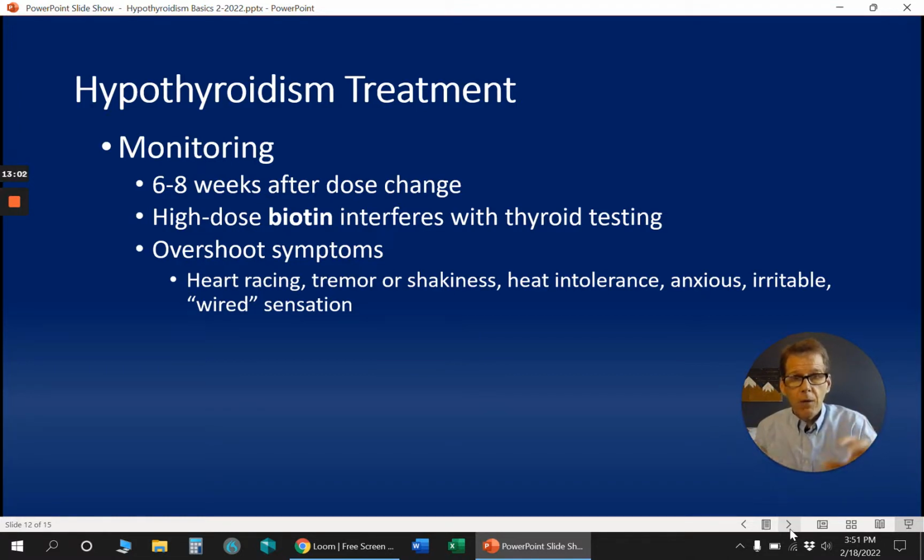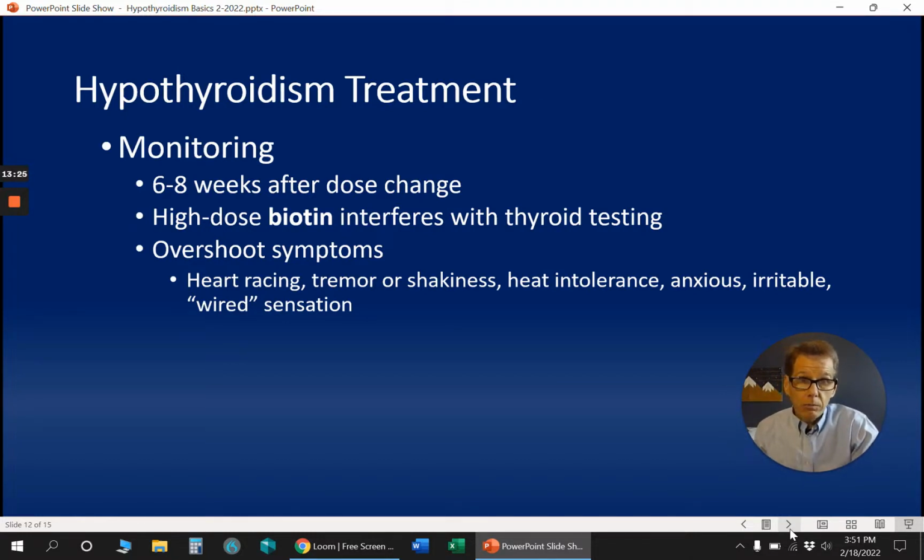And just be aware that high-dose biotin, which is sometimes present mostly in products that are marketed for the benefit of hair and nails, so anything that's in the 4-digit range, 1,000 micrograms or above, can interfere with the results of thyroid testing. So you want to stop that at least 3 days before your thyroid test.